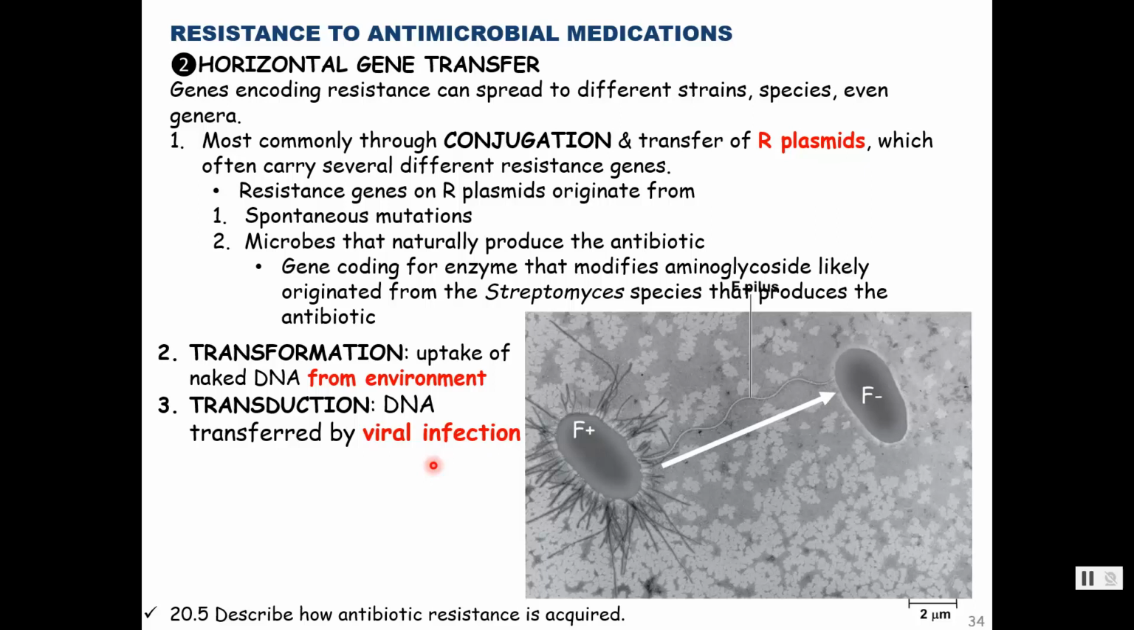So just that. You can either get spontaneous mutation or through horizontal gene transfer. Usually it's through that conjugation and transfer of R plasmids. That R stands for resistance.